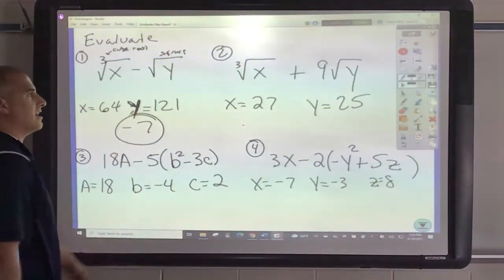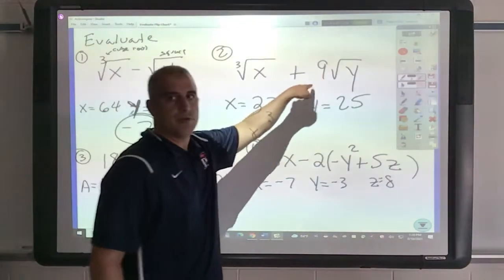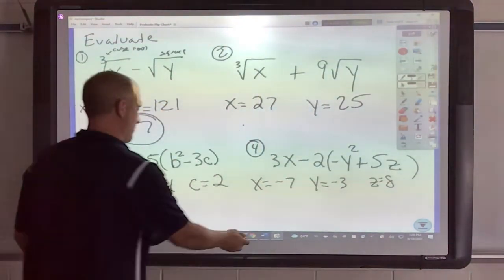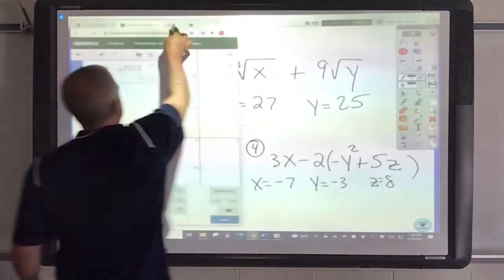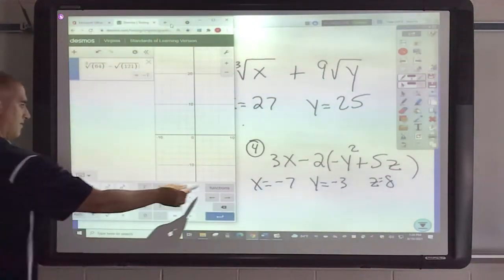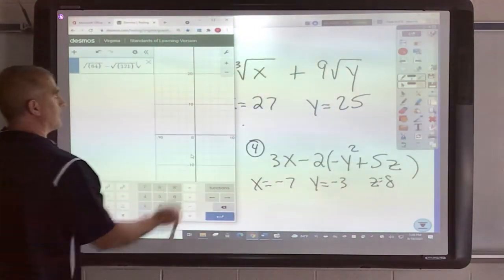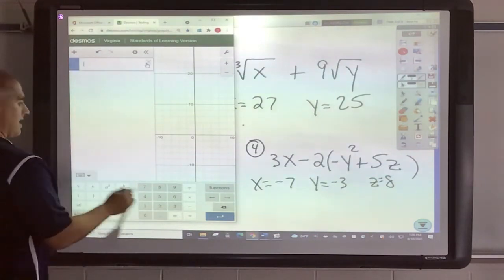Okay, now you got to be careful. That 9 is not a root. That 9 is in front of the square root. Okay, so here's what this looks like. All right, I go into functions, miscellaneous, this. Oops, I got to clear that out, sorry.